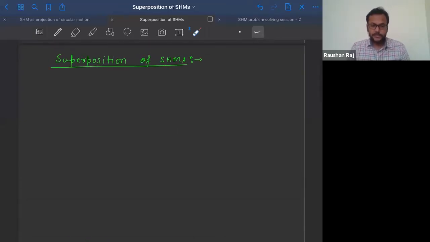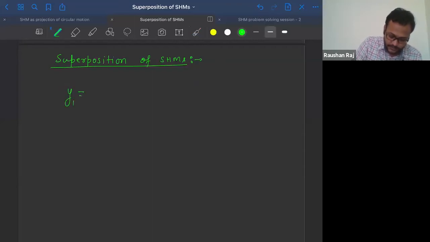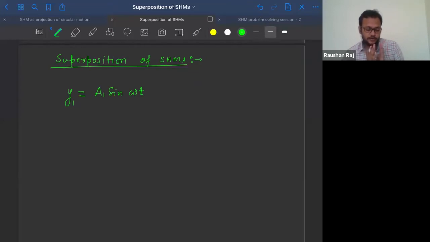So today we are going to study superposition of simple harmonic motions. Okay, so what is this? Let us say one of the simple harmonic motion equations is given to you as y1. What is that? y1 is given as, let's say, a1 sine omega t. So the simple harmonic motion that will be given to a particle has equation y1 is equal to a1 sine omega t.